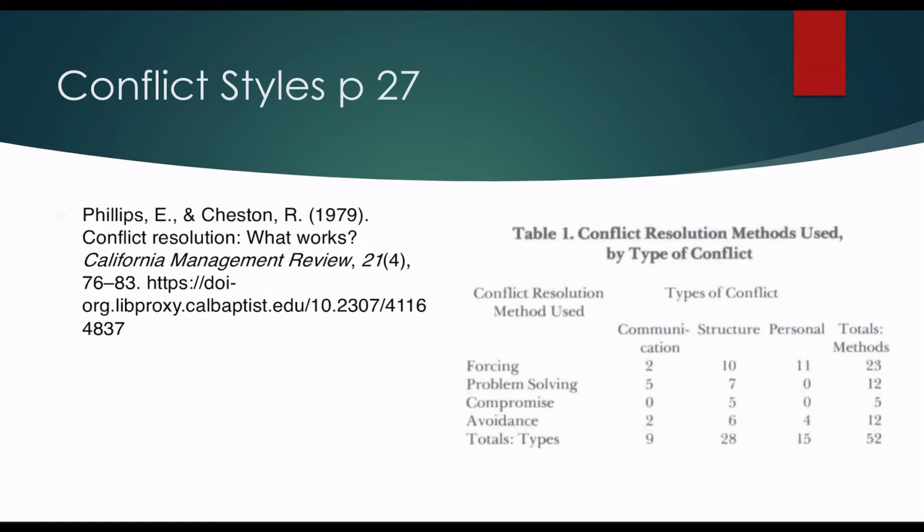The third topic I wanted to discuss was conflict styles, found on page 27 in our text. There are several different conflict styles, and there are 5 listed in the book. But the reference that I chose was Phillips and Cheston's Conflict Resolution and What Works, and they have 4 different conflict styles. The book and Phillips and Cheston both agree that problem solving is the best method when you have problems with communication, and that it works most effectively.